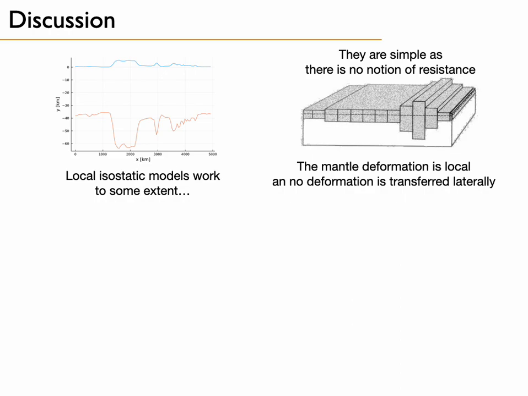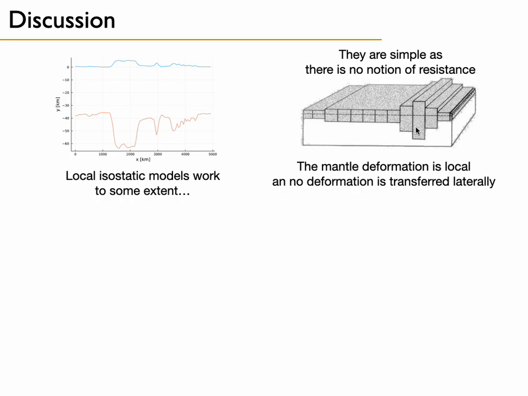So now to discuss a little bit, the local isostatic models, they work, but they only work to some extent. They are very simple, and since there is no notion of resistance, in particular the resistance of the underlying mantle, you can get very wiggly patterns. It's basically assuming that the mantle has no resistance, so you will get very local compensation.